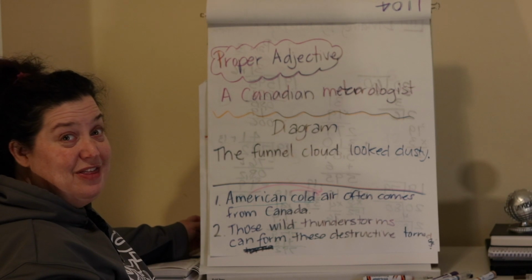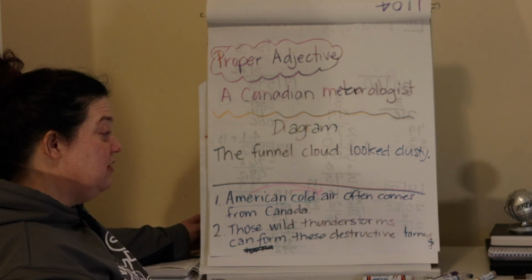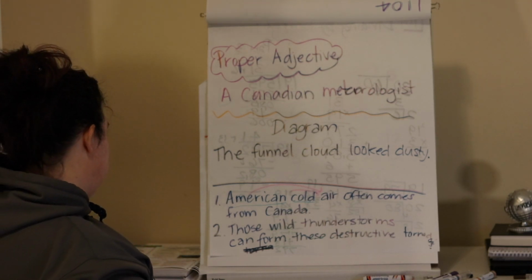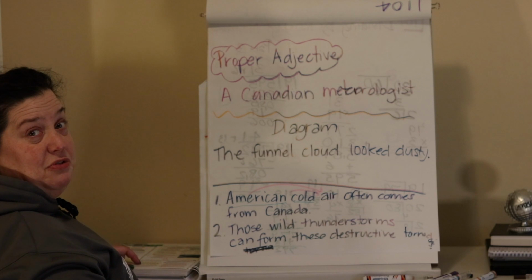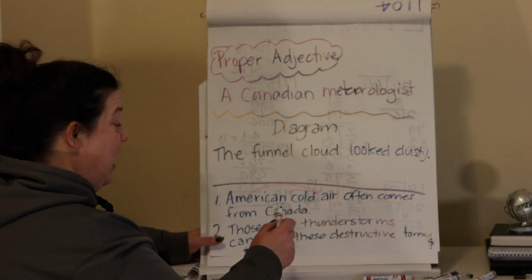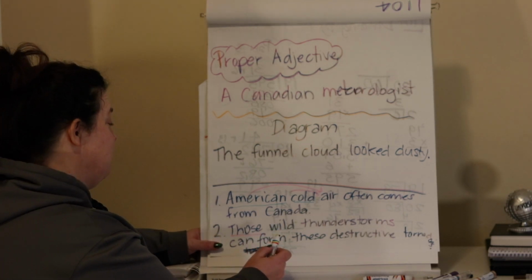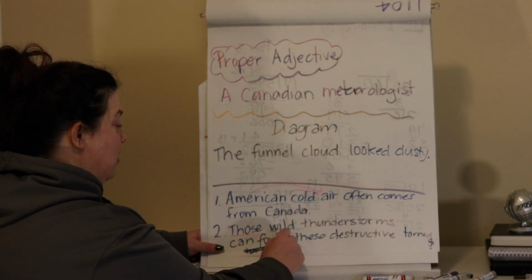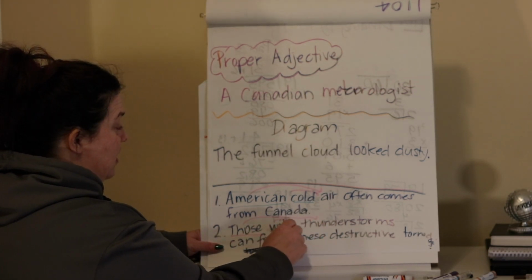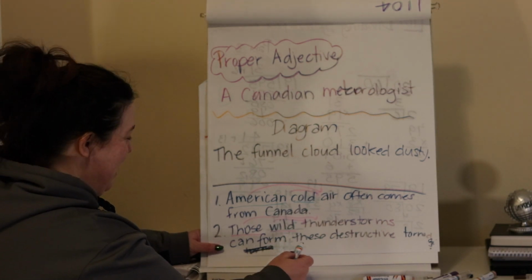Those wild thunderstorms can form these destructive tornadoes. So we got a little more in this one. So let's look. Where do you find your first adjective? Yeah, those. Do you remember what that's called? A demonstrative adjective. Very good. And then we have wild, and both of those are telling us more about our thunderstorms. So we're going to draw our arrows to thunderstorms.